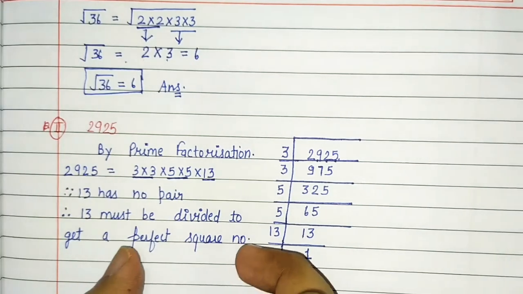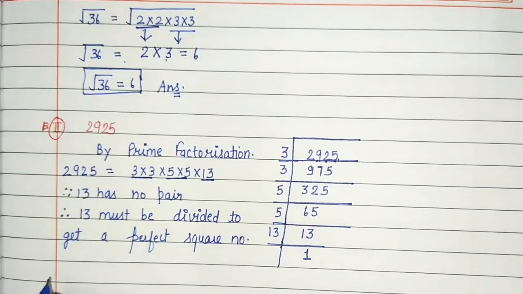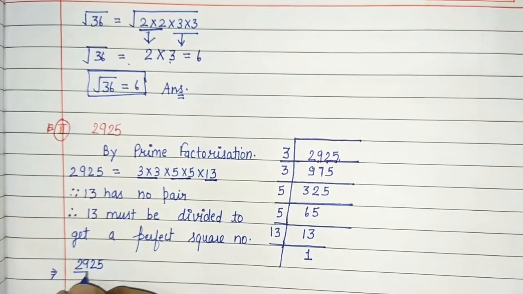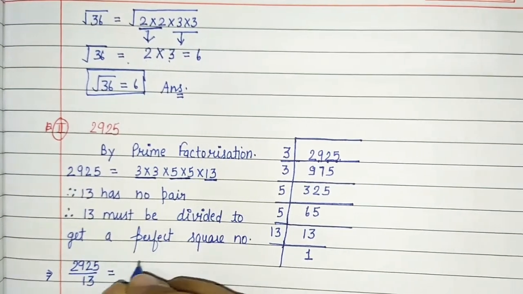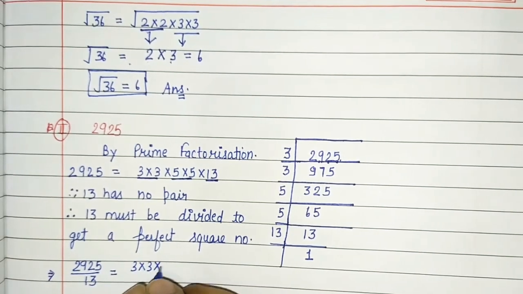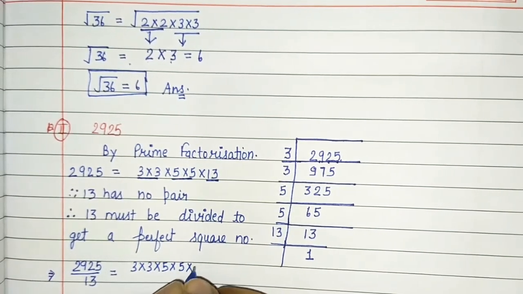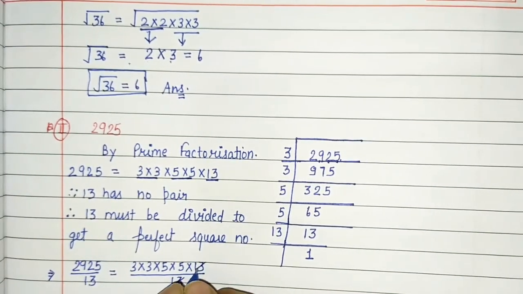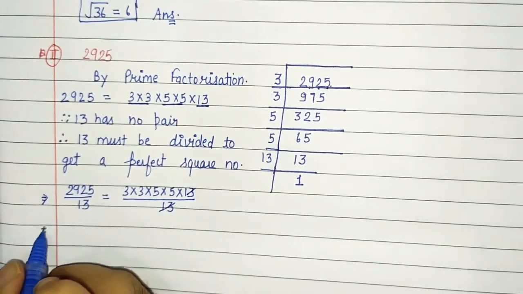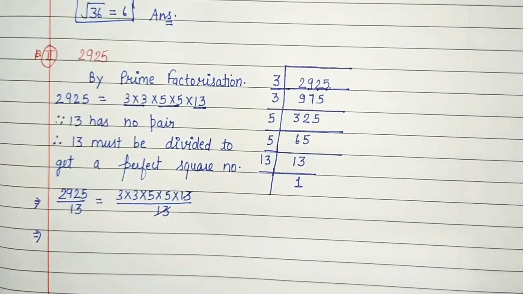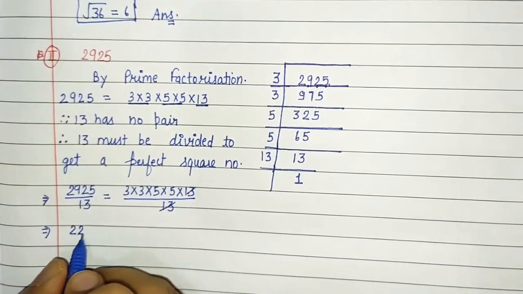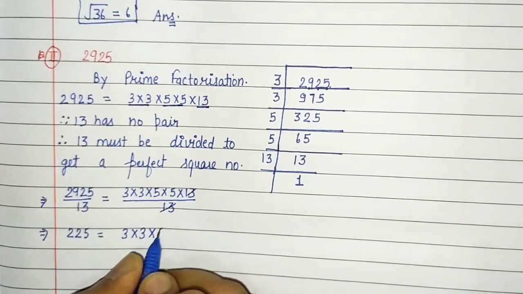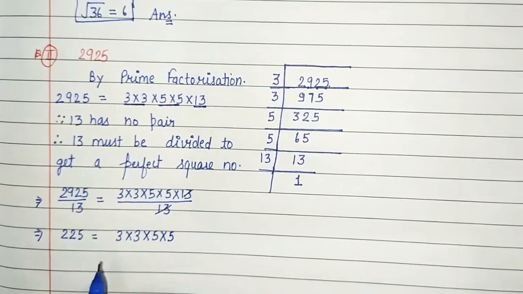Okay, our one answer done. Now to find the square number, we will divide with 13. This number is also divisible. Divide with 13, we will do the division with 13, and these factors also divide with 13. 13 cancel out, and if you do so, you will get 225, and this is equals to 3 into 3 into 5 into 5.